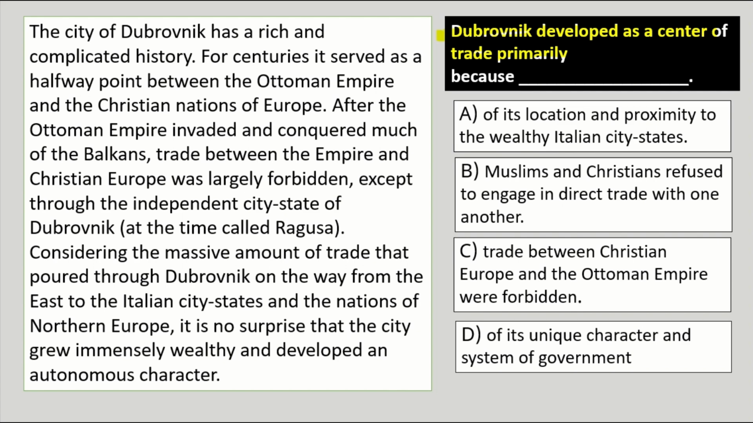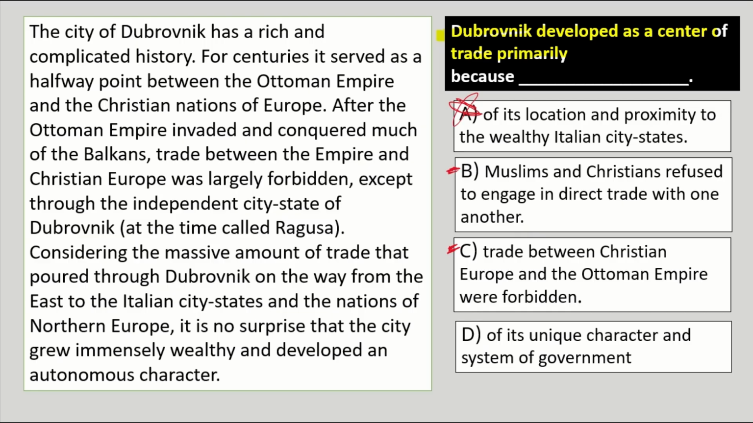So A reads, because of its location and proximity to the wealthy Italian city-states. Is that why it became a center of trade? No, just because it's close by, that's not why it became a center of trade. So I'm going to actually say A is out the window. B, Muslims and Christians refuse to engage in direct trade with one another. Okay, I'm going to set this to the side. I want to go back to my passage to double check on this one. C reads, trade between Christian Europe and the Ottoman Empire were forbidden. It should be was, but we're not going to worry about that right now. I kind of like C, so I'm going to leave C on the back burner.